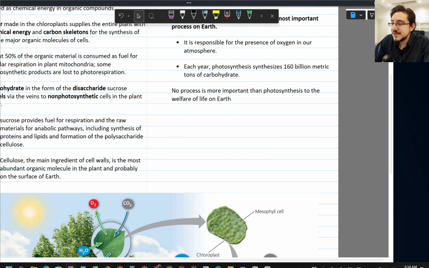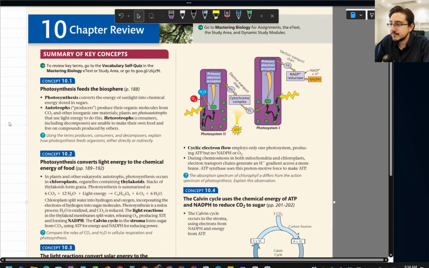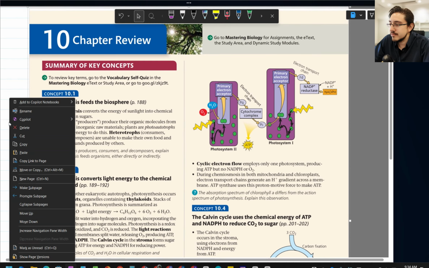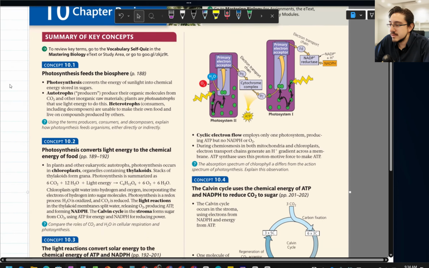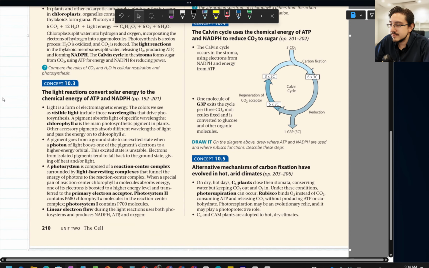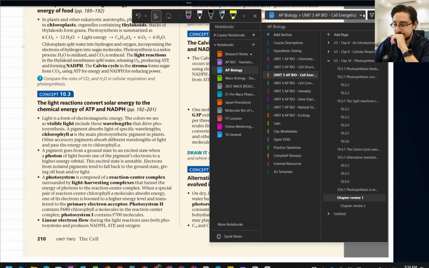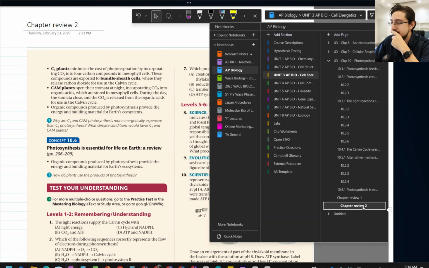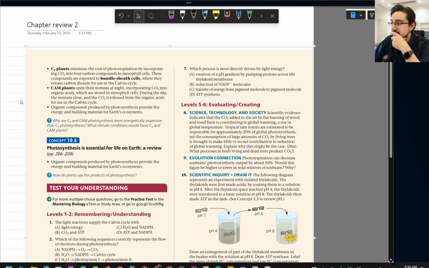Let's take a look. So just to go over the chapter review for you to see. Just to skim through down there for a bit. All right. This is just the second page of the chapter review.